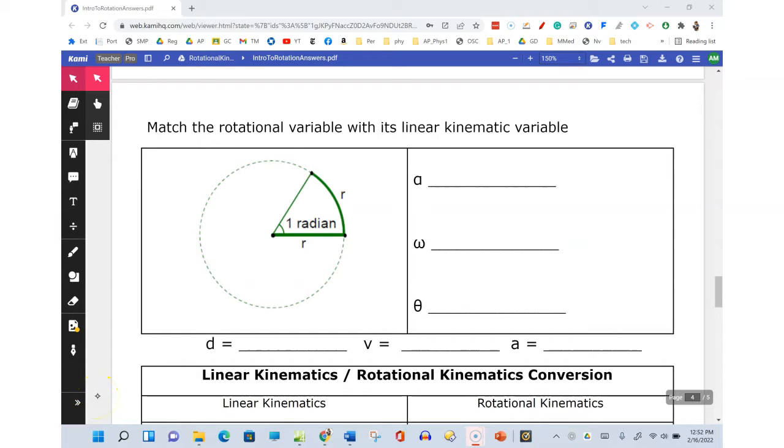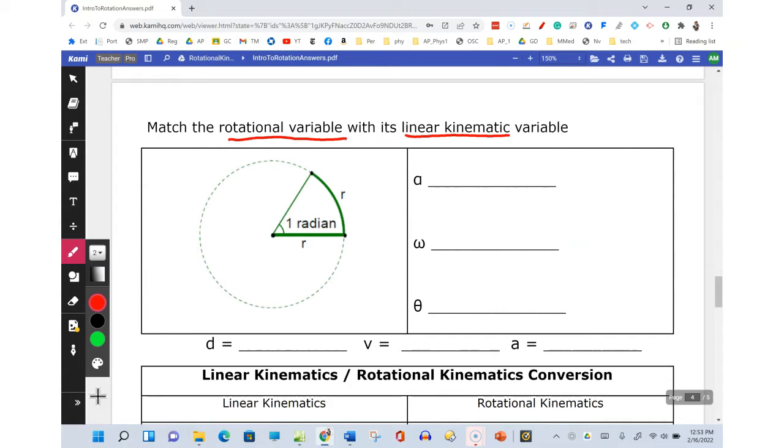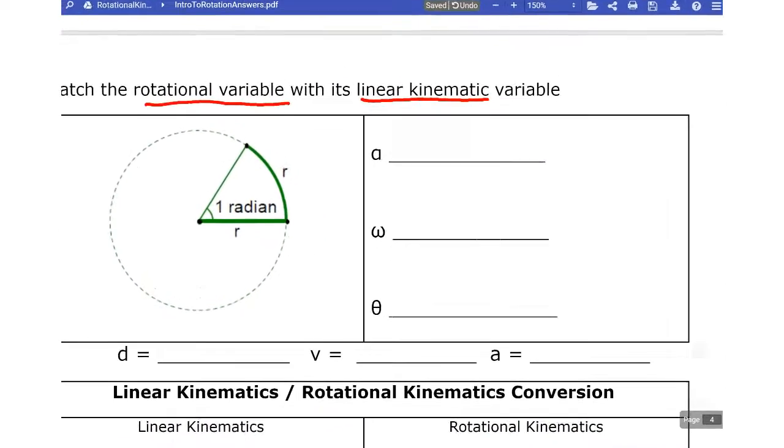All right, let's summarize what we've learned so far. When something rotates or rolls, it also travels a certain distance. So it rotates a certain amount of radians and it travels a certain distance. The distance that it travels would be called the d, the displacement, 6 meters. So we're going to connect rotational variables to linear kinematics variables like distance, velocity, and acceleration.